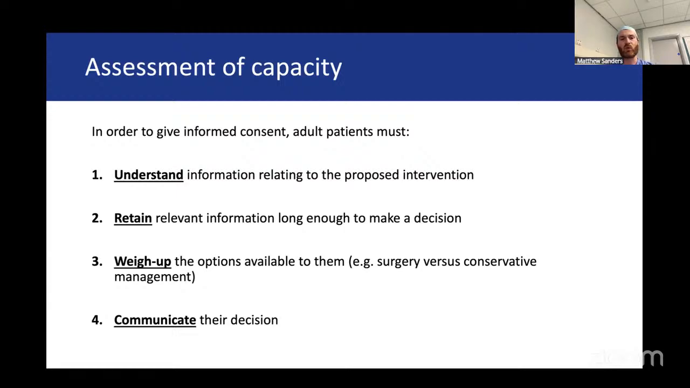The individual has to be able to weigh up the options that are available to them. Those can be conservative through to surgical interventions in our cases, and they also have to be able to communicate their decision. That can be verbal or it can be written, for example.